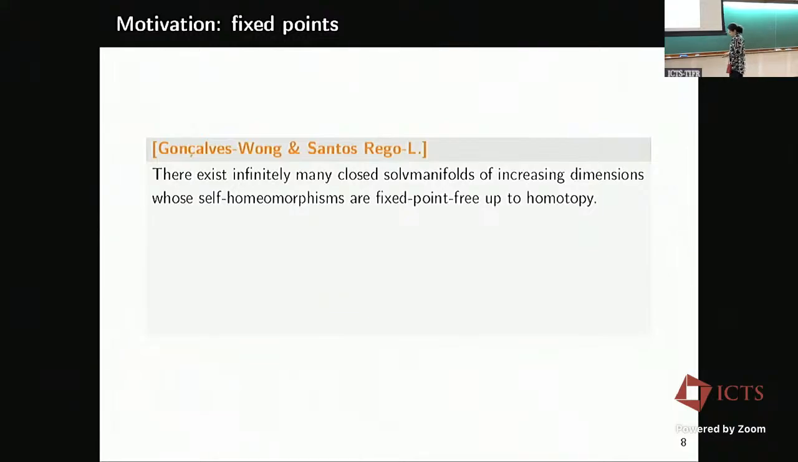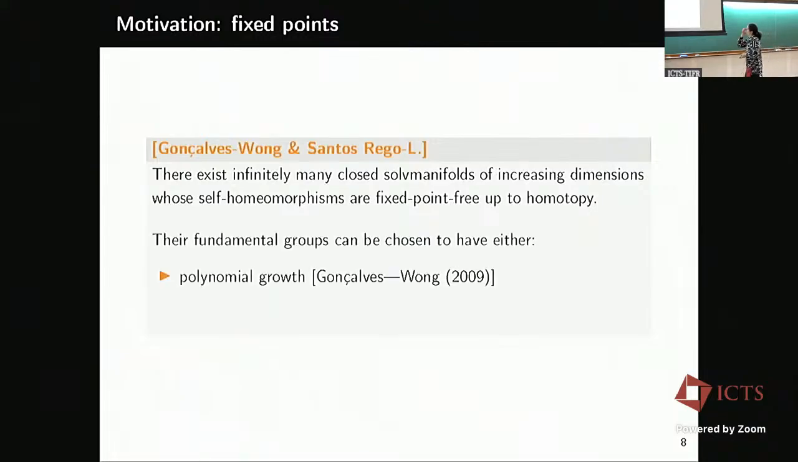And, well, if you take self-homeomorphisms, they're all fixed point free, at least up to homotopy. And they've chosen these manifolds so that their fundamental groups have polynomial growth. That's basically because the fundamental groups were virtually nilpotent, but they wondered, is it possible to also build such a chain of manifolds that are not nilmanifolds, meaning their fundamental groups are solvable groups, but not nilpotent groups.